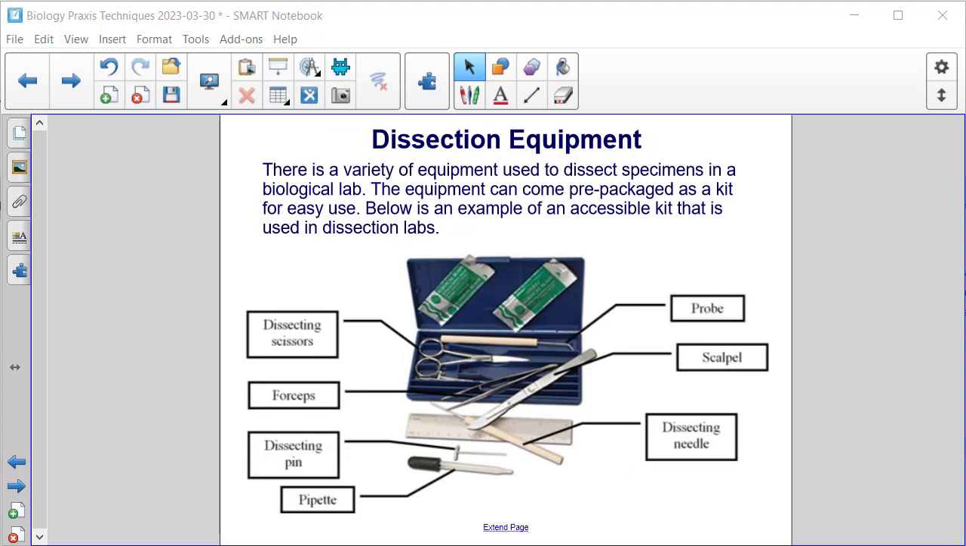Dissection equipment. There is a variety of equipment used to dissect specimens in a biological lab. The equipment can come pre-packaged as a kit for easy use. Below is an example of an accessible kit that is used in dissection labs. It includes dissecting scissors, forceps, dissecting pins, a pipette, a dissecting needle, a scalpel, and a probe, among other things.